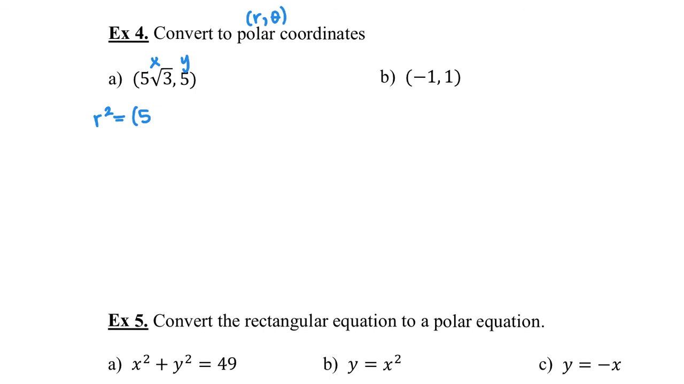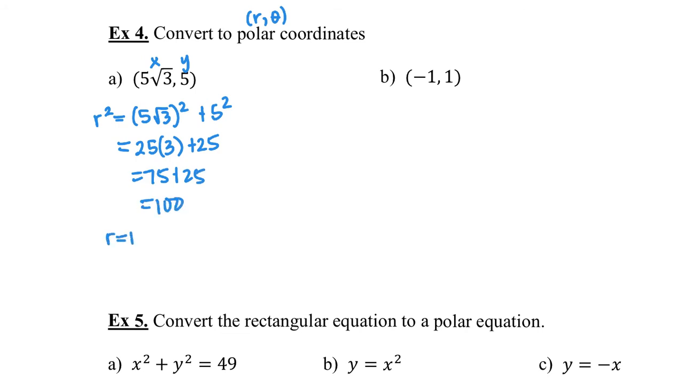X squared, 5 root 3, so 5 root 3 squared plus 5 squared. 5 root 3 squared: 5 squared is 25, root 3 squared is 3, so 25 times 3. So r squared is 100, so r is going to be 10. Okay, now to get the theta value, I'm going to use the fact that tangent of theta equals y over x.